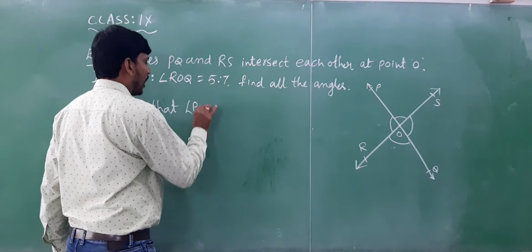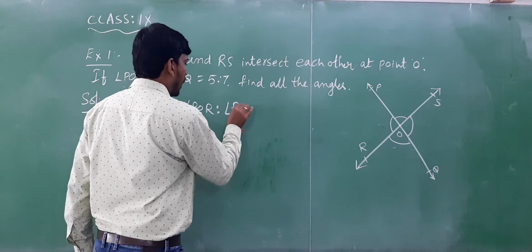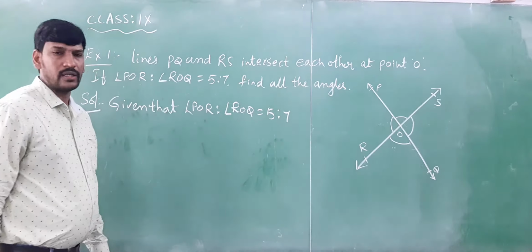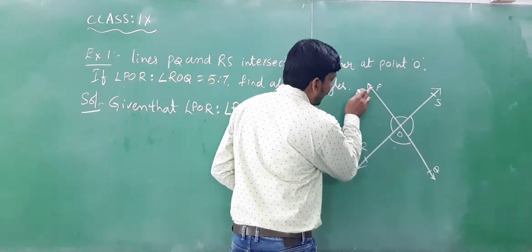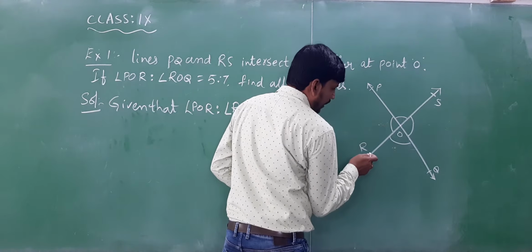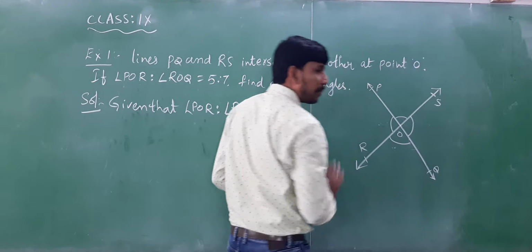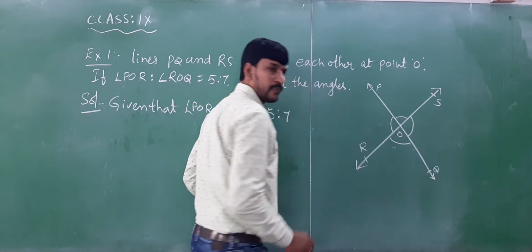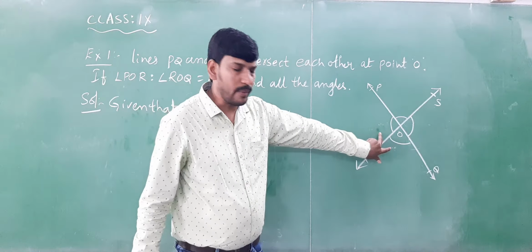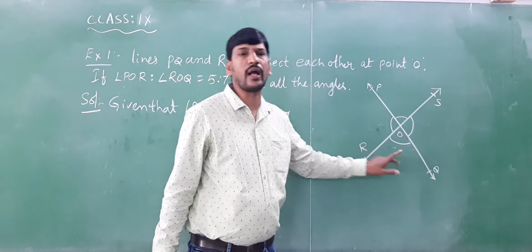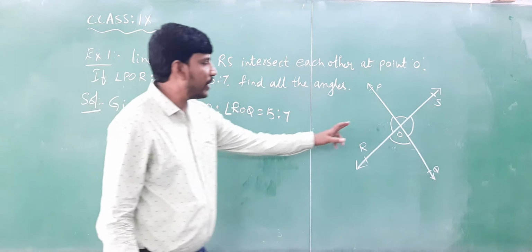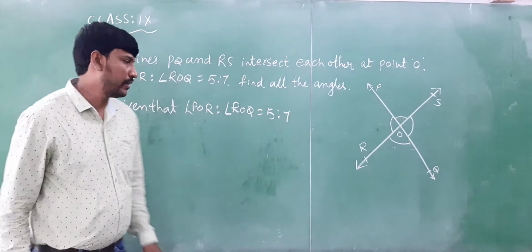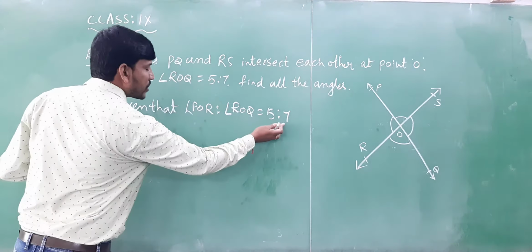Given that angle POR to angle ROQ is equal to 5:7. Now observe here, are angle POR and ROQ a linear pair or not? Because these two angles are formed on the same line. These two are adjacent angles forming on the same line. Therefore, these two are a linear pair. So the sum of these two angles will become 180 degrees.